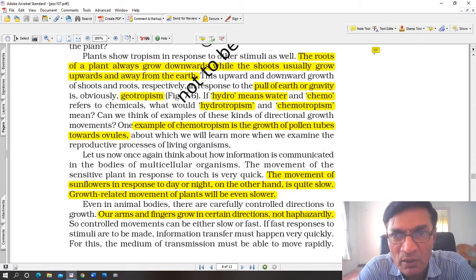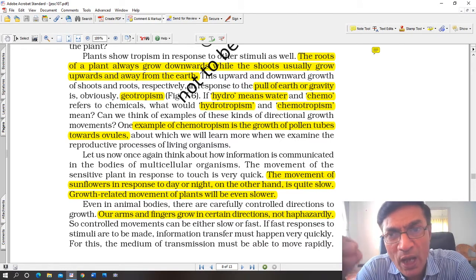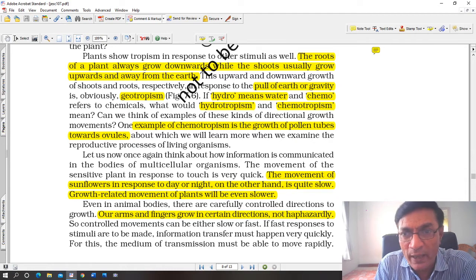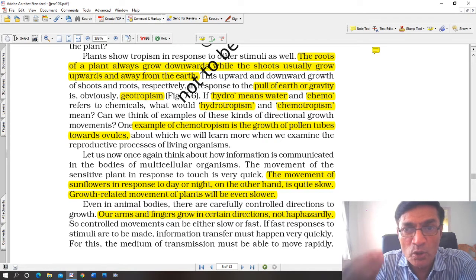Hydro means water. The root shows hydrotropism because it pulls itself towards the water. Water is inside the soil, so the root goes inside, towards the soil. Roots are in search of water, so they are always in search of water. The roots go deeper and deeper into the soil in search of water. So the roots show hydrotropism.